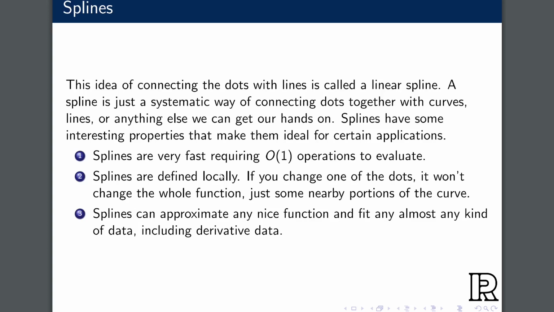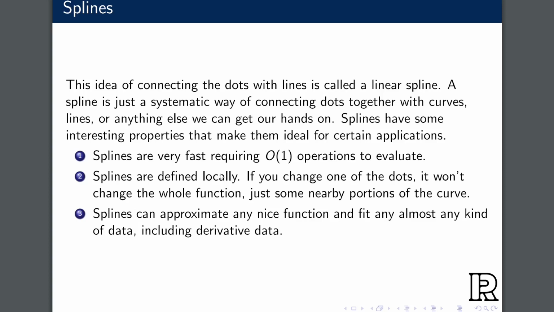This is called a linear spline, or sometimes a piecewise linear spline. Though in my mind, spline and piecewise basically mean the same thing. So why say both of them? A spline of any kind is just some systematic way of connecting dots together with curves. And yes, a line is a curve. Lines are quote unquote curves, but so we connect dots together with curves, lines, or really anything else we can get our hands on.